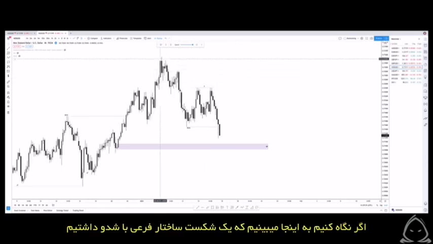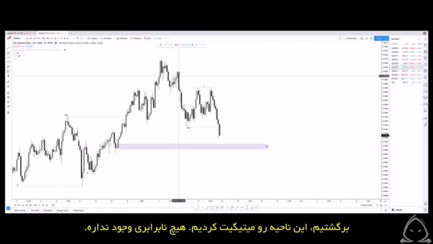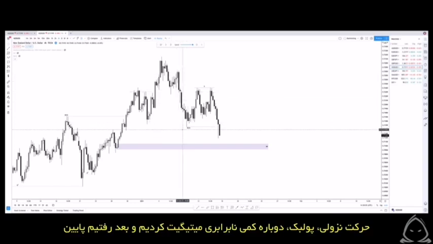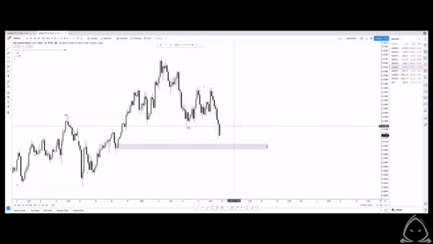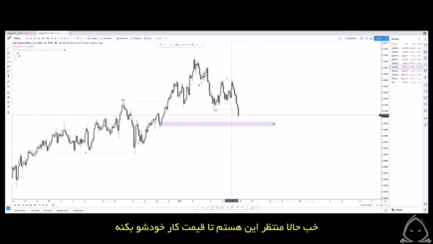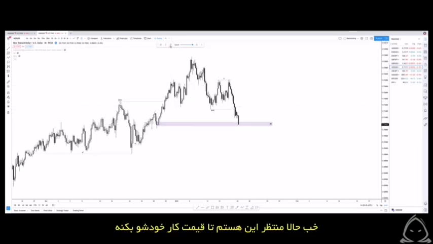And then if you look at the top here, we had this break here, which was a substructure break with a wick. We came back, we mitigated this area here. There's no real imbalance. Then we pushed down, again, wick break, pulled back, mitigated some imbalance, and then we've dropped off. But it's left areas for us to potentially target. So now I'm just waiting, obviously, for price to do its thing.